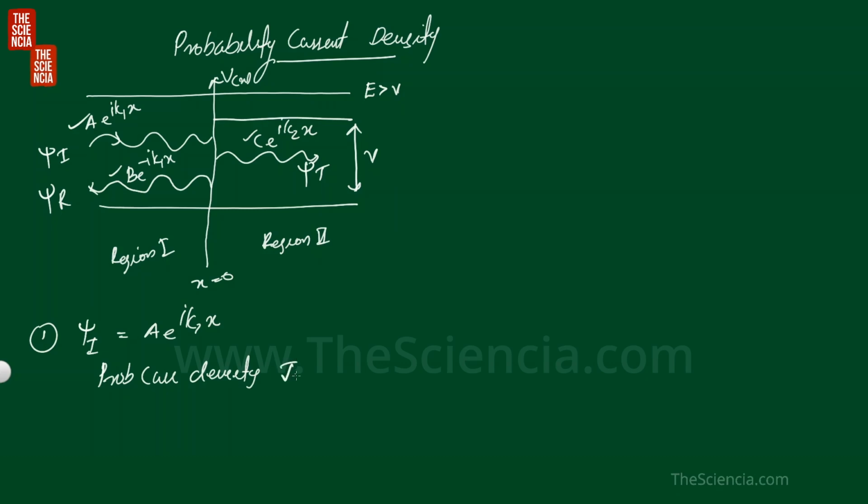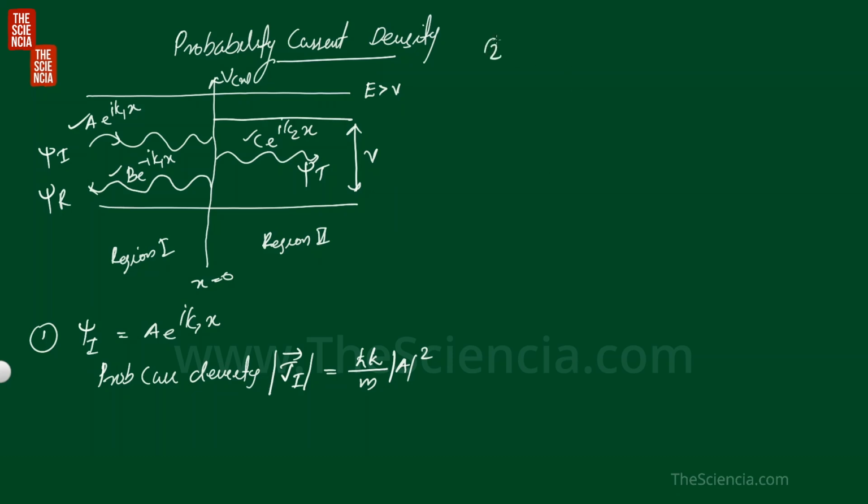That is Ji, the probability current density of the incident wave. Earlier we discussed how to find the probability current density. That is h cut k by m into modulus of amplitude square, where k is k1. That is, velocity into modulus of amplitude square. h cut k by m is p by m, which is v, right? Earlier we discussed this idea and solved many problems. So this is the modulus of Ji, the probability current density of the incident wave.